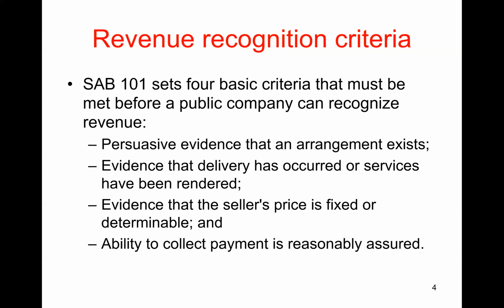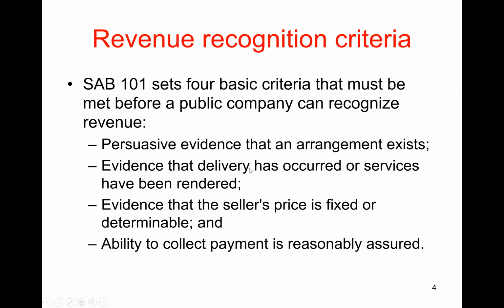Now, before going any further, we need to understand what the appropriate accounting is for revenue recognition. And there are 4 essential criteria that are laid out in SAB 101 that have to be met before a public company can recognize revenues. I'm sure you've seen this before, but I'm just putting this here as a reminder. Okay, so first of all, there should be persuasive evidence that an arrangement exists. Okay, so in other words, there is an arrangement between a buyer and seller, right? The buyer has agreed to purchase the goods and the seller is going to deliver the goods.